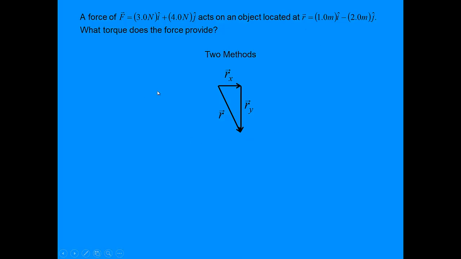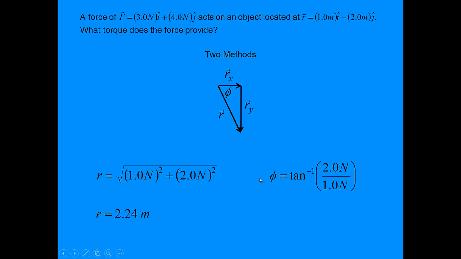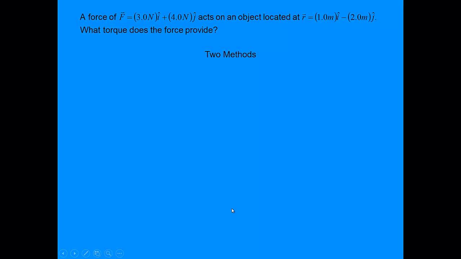Right? We'd be applying a distance r away from our axis of rotation, if you will. Since we know what rx and ry are, the components, I'm going to call that phi as well, a different angle. We can do a little Pythagorean theorem, 2.24 meters, and a little inverse tangent, 63.4 degrees. So now we know both vectors in magnitude and direction form, polar coordinates if you will. So we can draw them out and finally find the answer.